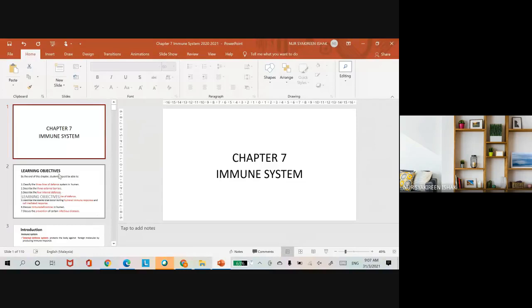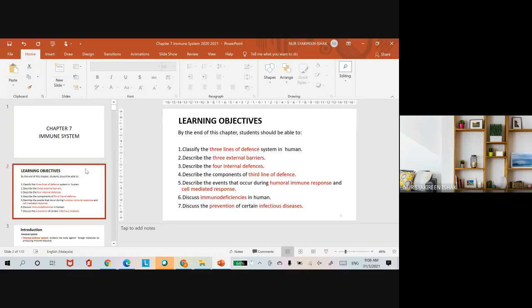Okay. Chapter 7, this is your second last chapter, immune system. So this will cover for 2 weeks. Okay. So it is quite a big chapter. Okay. So you have to understand this chapter really carefully from the beginning. Okay. So these are the learning objectives of this chapter.